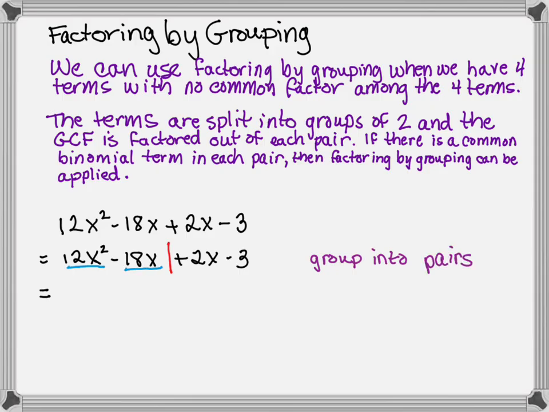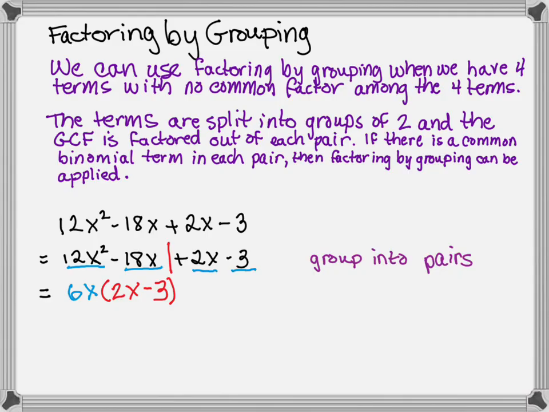Then we'll look at the first pair and look for our greatest common factor. So I have 12x squared and 18x. So 12 and 18, my greatest common factor is 6. X squared and x, my greatest common factor is x. So my greatest common factor overall of that first pair is 6x. And then when I divide that out of 12x squared and minus 18x, I'm left with 2x minus 3.